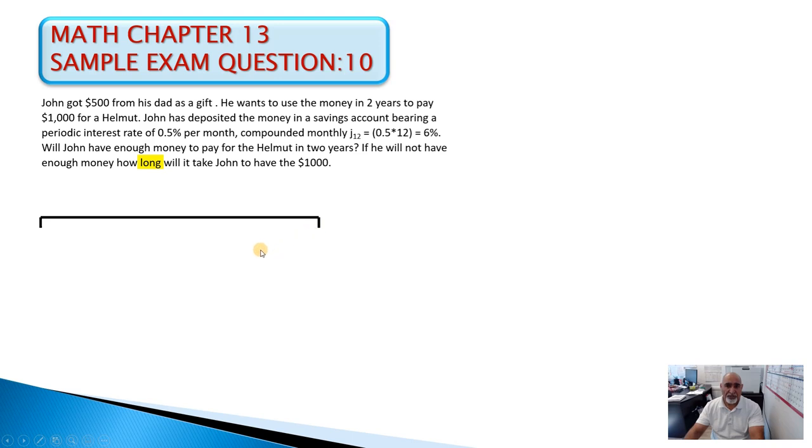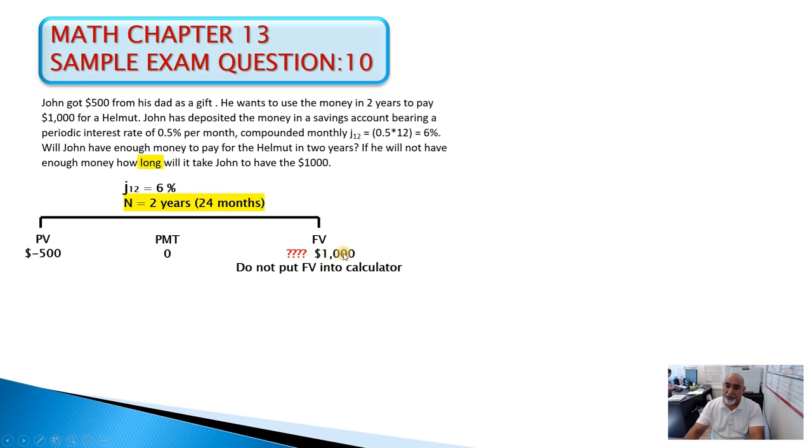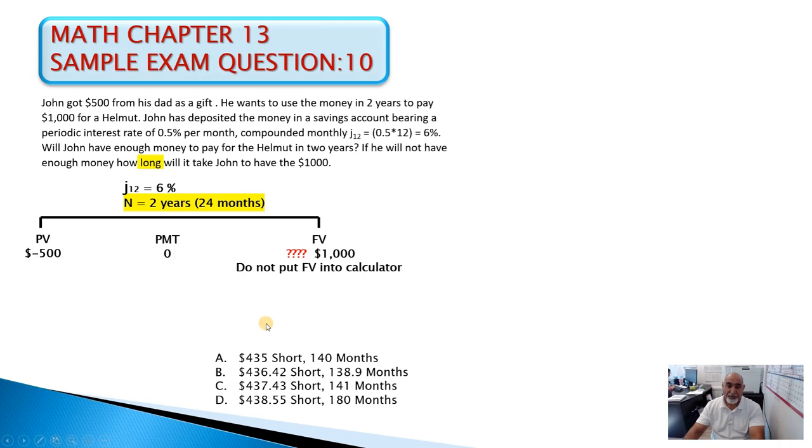First thing, timeline diagram, put in the information we have. Okay, J12 equals 6%, and it's 2 years. We want to know, does he have enough money in 2 years? How much money does he have now? He deposited $500. Negative. I put negative because he deposits $500. He doesn't have any more money to deposit. And we want to know, does he have $1,000? Now this is the tricky part. We do not put FV equals $1,000. We find what FV is.